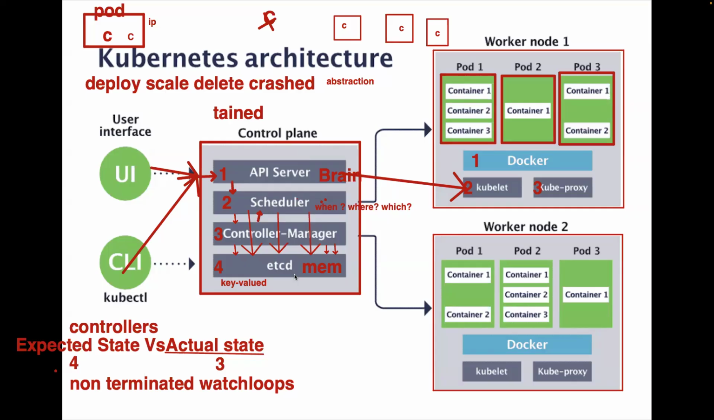And if there is some difference, it will send the information to the scheduler. The scheduler will again get information from etcd regarding the available resources, the health of the nodes, the number of pods available on each node, all of that, and it will decide on which node a pod should be started. And it will accordingly send the information to the kubelet and the pods will be started.